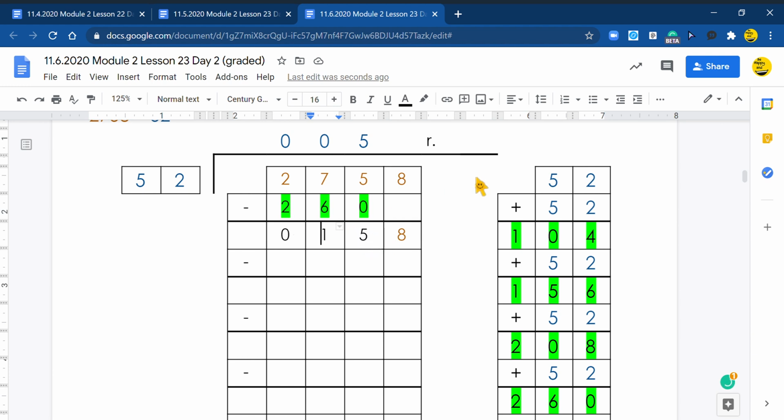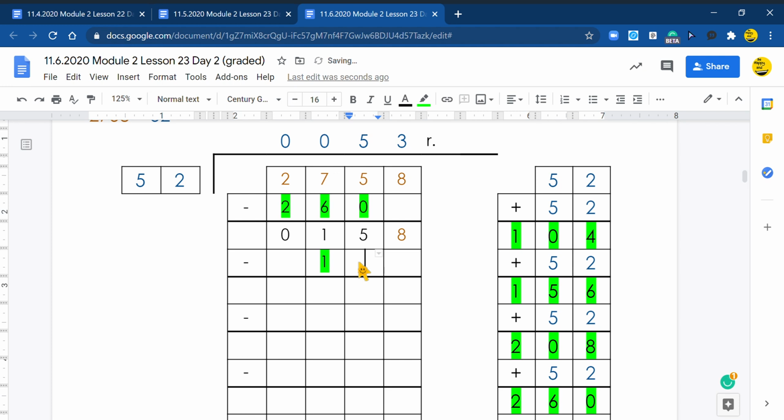So now I'm going to go back over here and see what I get. I have 104, 156, and 208. I'm looking for 158, so I'm going to go with this one, 156. Now I'm going to count how many 52s are above it. 1, 2, 3. So 3 times 52 is 156. So my quotient, I'm writing a 3. 3 times 52 is 156.